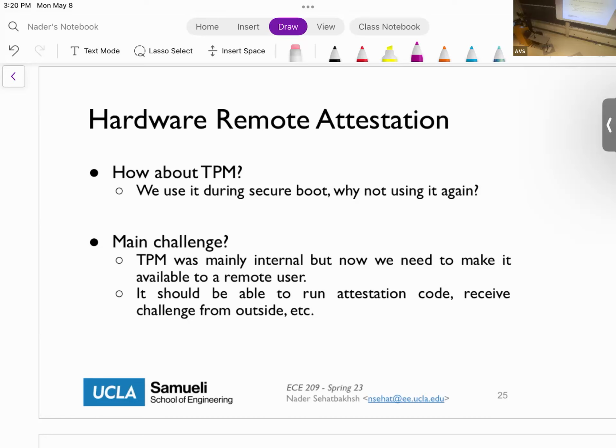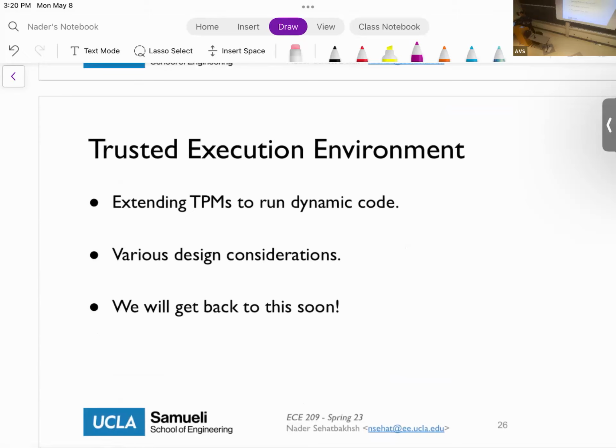So you need to expand the notion of TPM, and this is what we call a trusted execution environment, or TEE. Essentially, a TEE is a unit within hardware that expands the idea of TPM so that you can run dynamic code, arbitrary code, on it. There are various design considerations, and we're going to get back to TEEs later on, because they also give us the isolation that we want. So TEEs are really useful in many cases.